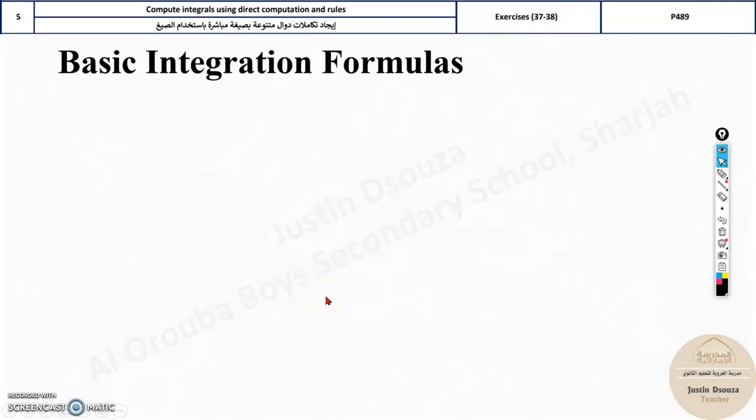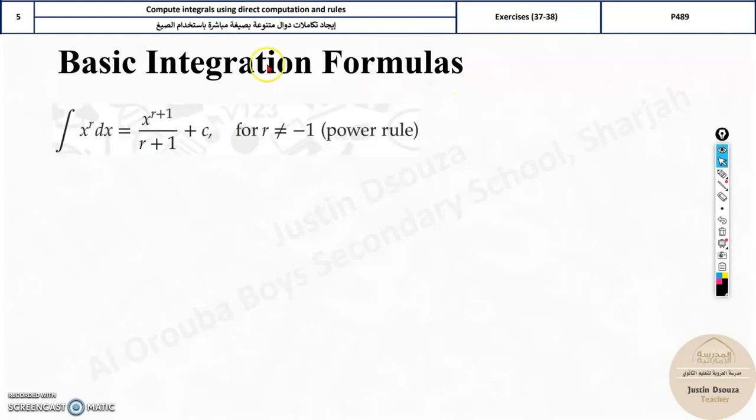Now we move on to the fifth topic, that is to compute integrals using direct computation and rules. This basically means we are using definite integrals. So we can directly use our calculator and solve these problems. But before that, let us go through the basic integration formulas. These are very useful for the coming topics and most crucial in the part B section. Now we will go through basic rules which must be known. That is the power rule. If you have, for example, x to the power 3, always remember you need to add to the power and divide by the added power, that is 4.